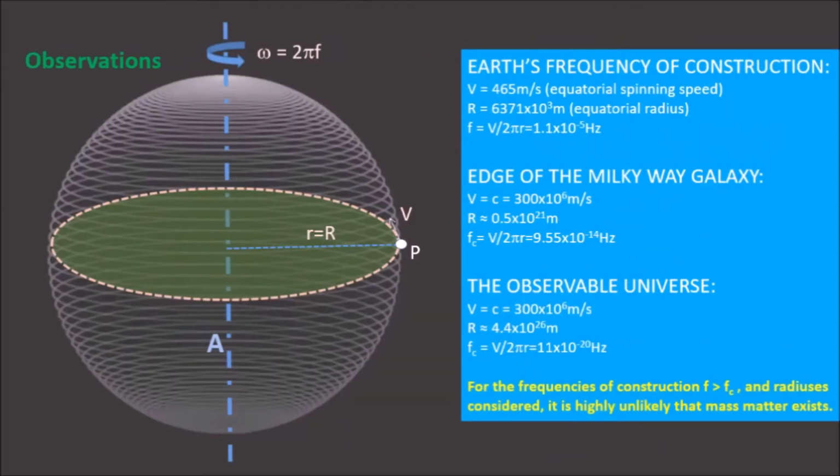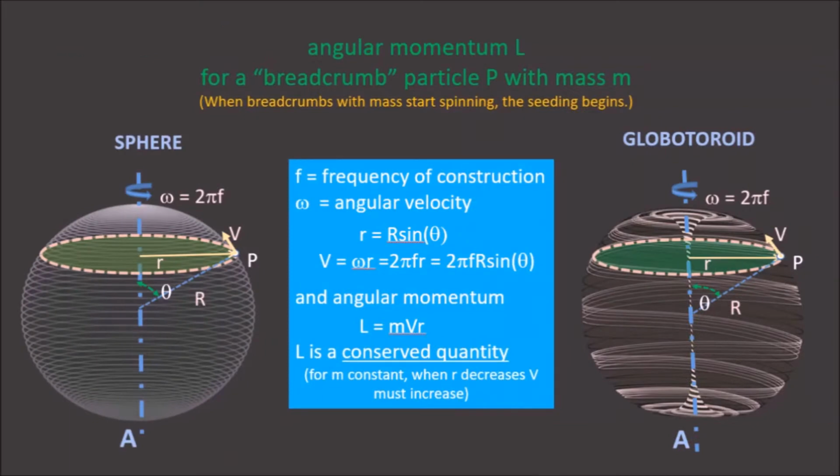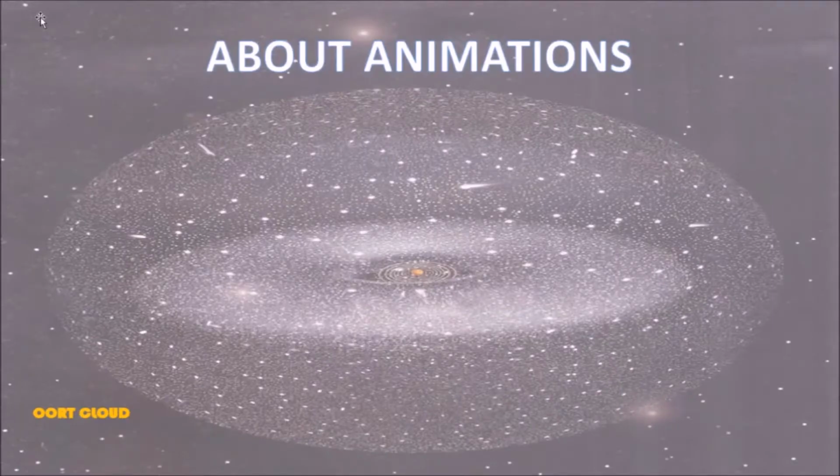Some interesting observations about the frequency of construction. Generally, frequencies of construction for celestial objects are very small, suggesting that cosmic processes are slow. In contrast, the velocities at which these objects spin are very fast. Physics of spheres and globotoroids becomes even more interesting when the point P contains mass, and becomes a particle. In this case, the conservation law of angular momentum choreographs the particle spin around the geometries considered.